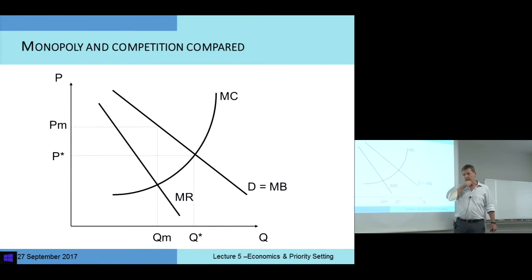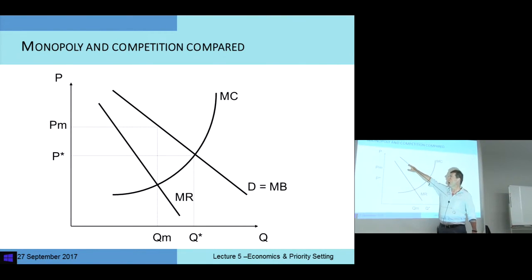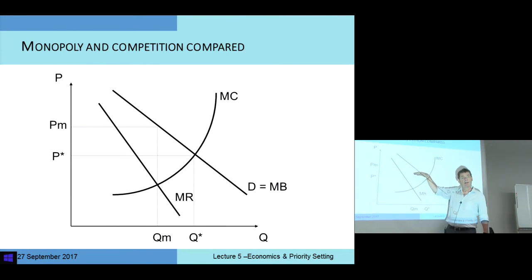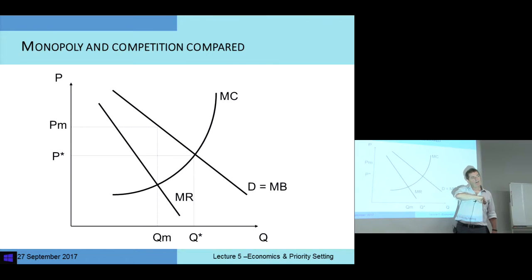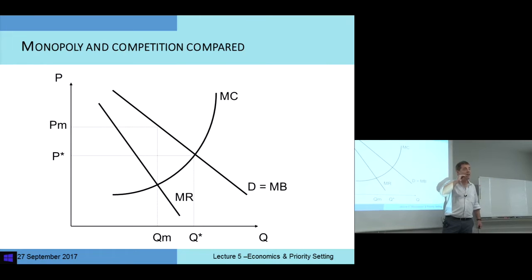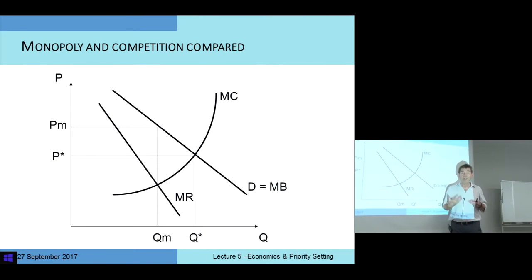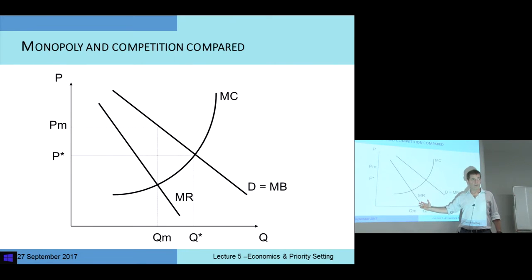Now the implication of this is, if they're up here with a high price and they want to sell a bit more, they have to lower the price. And that means for each additional unit they sell, they're getting a smaller increase in revenue, the marginal revenue, than the price they were charging, because they have to lower the price to sell the next unit. So the change in total revenue is given by a downward sloping marginal revenue curve.